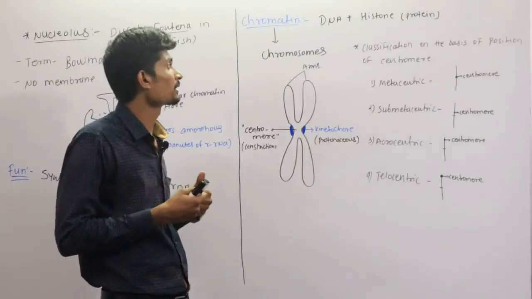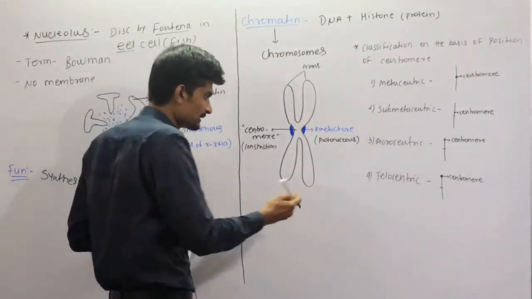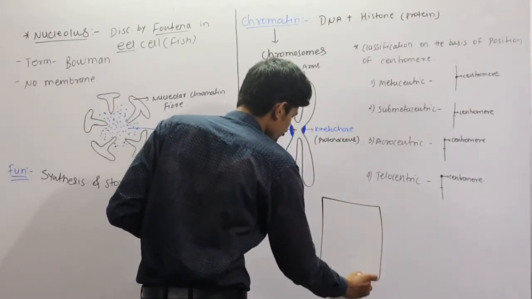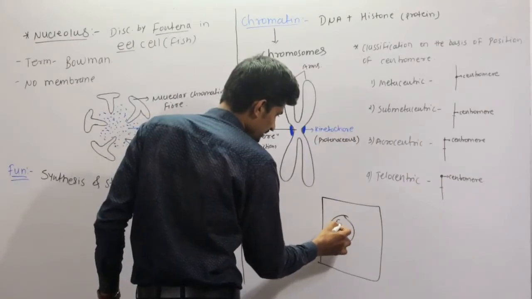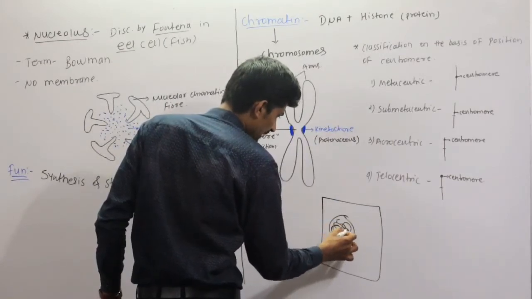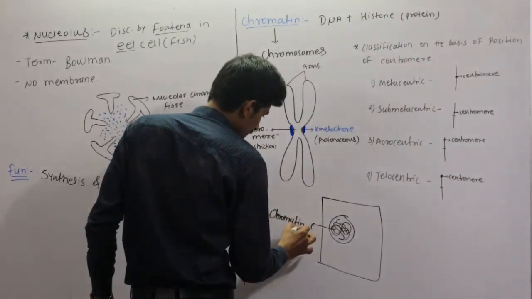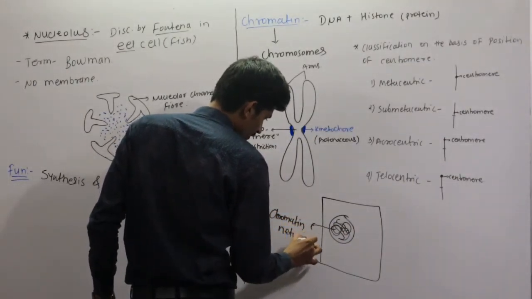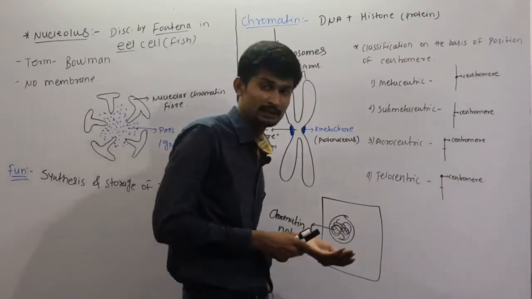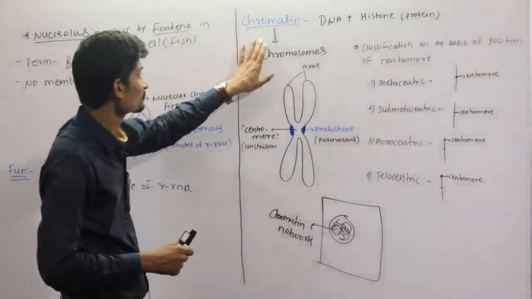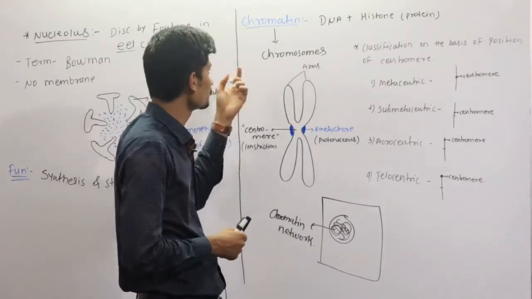The chromatin network is actually the DNA which is present inside the nucleus. Suppose this is a cell, and inside the cell there is a nucleus, and you know that inside the nucleus there is a network-like structure. That network is called the chromatin network. So what is this chromatin? This chromatin is actually the DNA. Now this chromatin fiber gets converted into chromosomes.